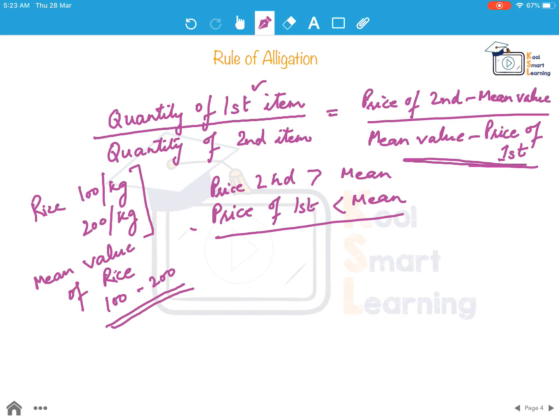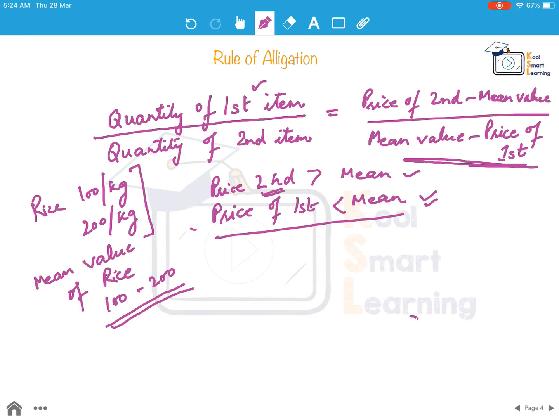So that means that the mean value will be greater than the lesser one, and it will be smaller than the higher one. So this is what we are saying. We have assumed that the second is higher than the mean and the first is lesser than mean. We could also see if in some cases it comes out to be other. So if we write first item to be 200 per kg and the second item to be 100 per kg, we'll just change this relation.